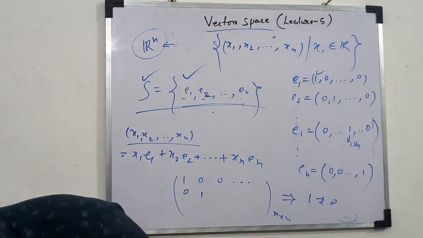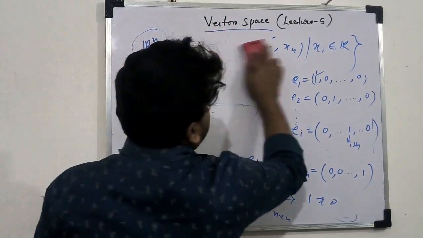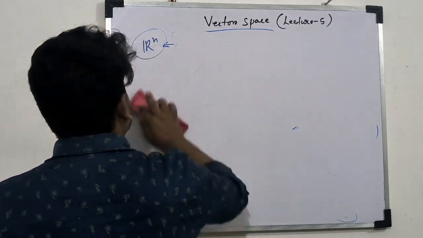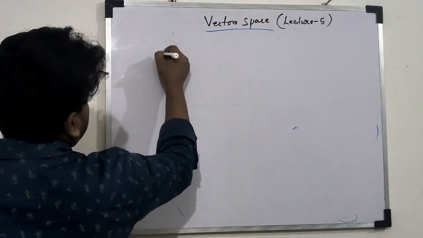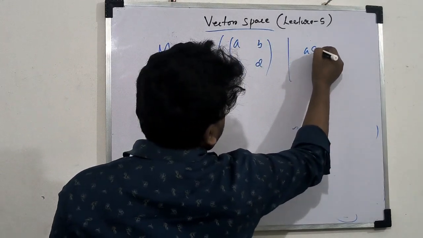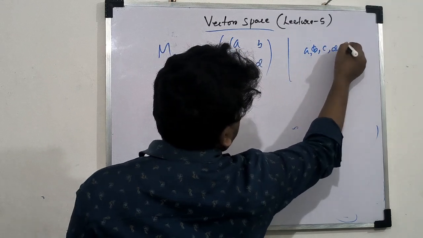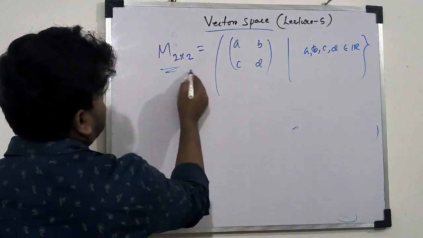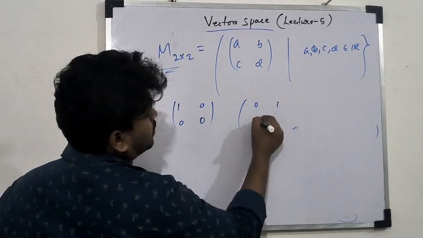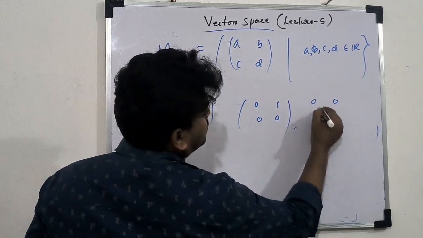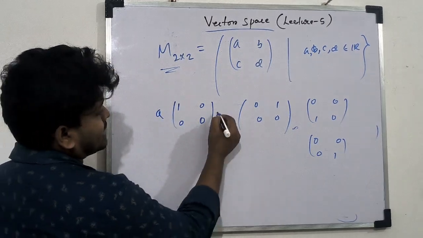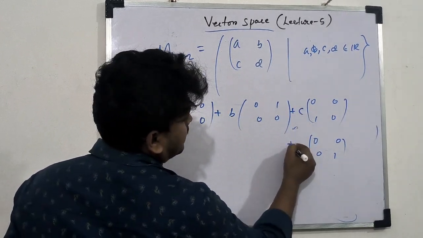Now we take the vector space of 2 by 2 matrices, that is M 2x2. You know this M 2x2 consists of matrices [a b; c d], where a, b, c, d all are from R. So this is a vector space. To represent this, we need 4 elements: [1 0; 0 0], [0 1; 0 0], [0 0; 1 0] and [0 0; 0 1]. These 4 elements are needed to express a, b, c and d.